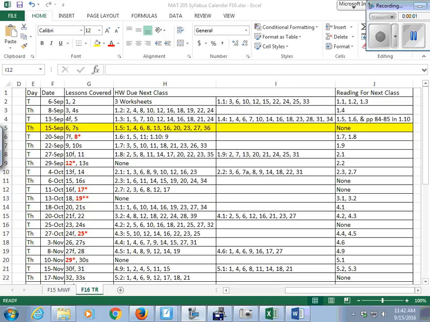About section 1.6. I pulled up the syllabus here, so we're going to start class 7 today. We'll finish it on Tuesday, and then class 8 is a quiz. Okay, so Tuesday we have our first quiz.